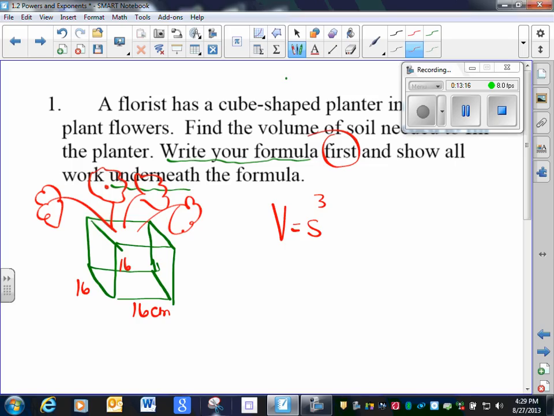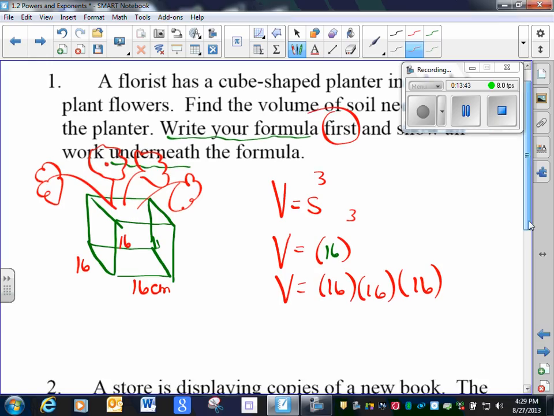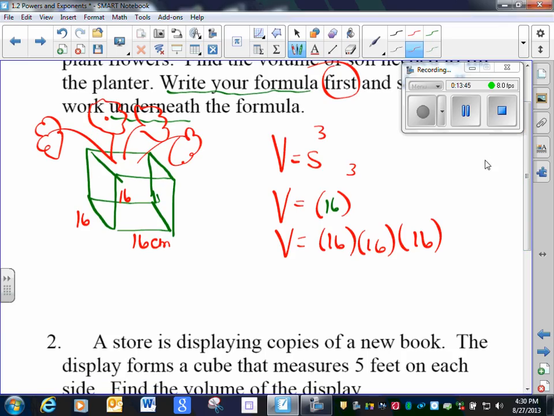We're going to make our shell. There it is. And I know what our S is. It's 16. So now I can go ahead and solve, and I can stretch this out and say, well, 16 cubed, that means 16 times 16 times 16. Now, if I had a calculator, I could hop on it, but let's say I don't.